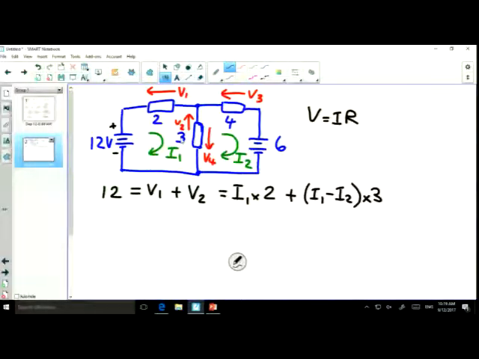This time, that's the negative end. So the current's coming out the negative end. So actually on this side, that'll have to be negative. Like I said, don't worry too much about the intricacies of this, because we're not going to be doing a lot of it.